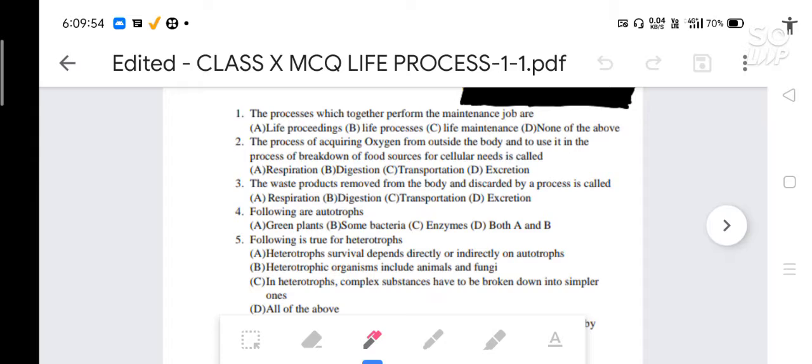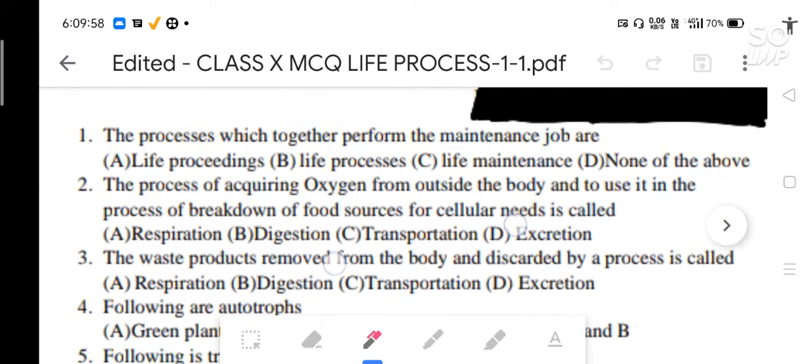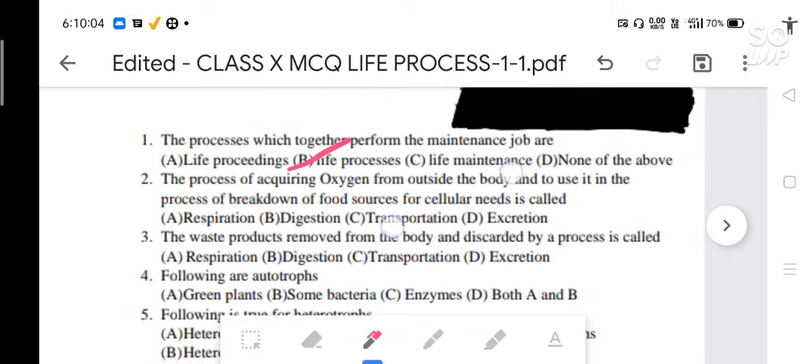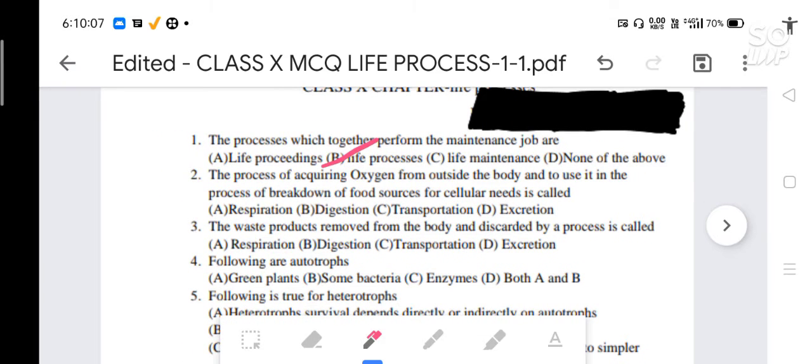So we know that the processes which we perform in our daily life are known simply by the chapter name, life processes. I hope all of you are clear about that. So move on to the second question.